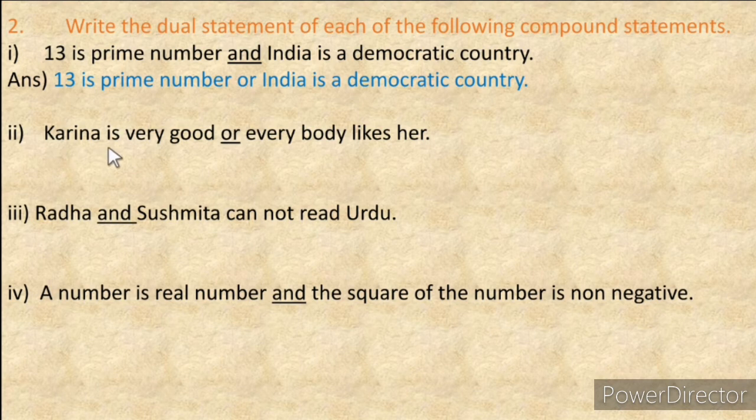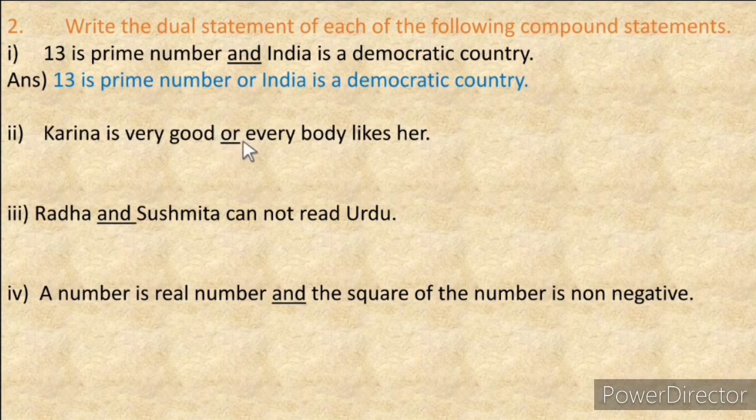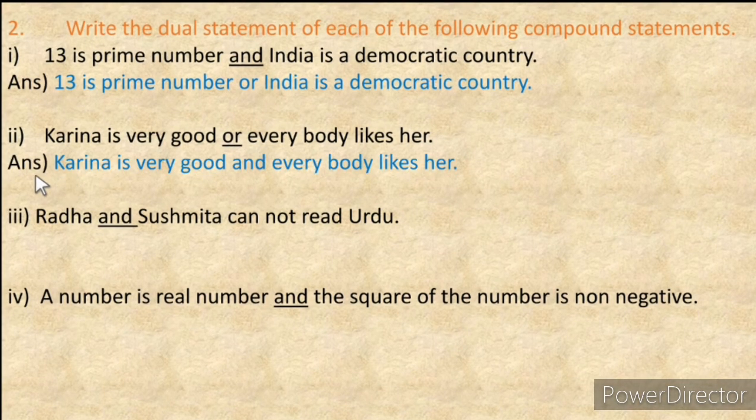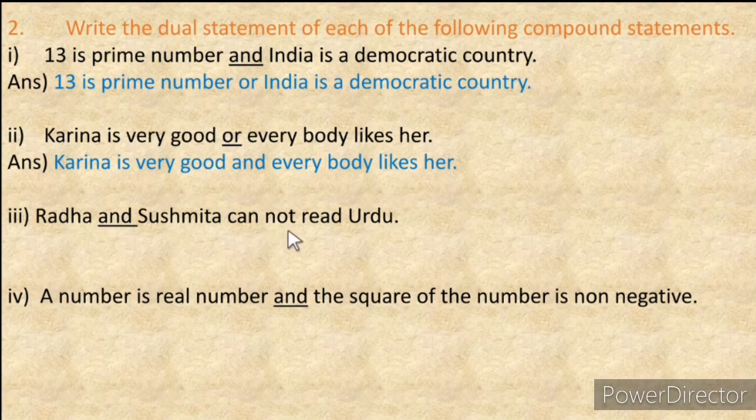Next one, Karina is very good or everybody likes her. Now, here also there is only one connective or, which is to be replaced by and in the dual statement. So, we write Karina is very good and everybody likes her. Clear? The next one, Radha and Sushmita cannot read Urdu.